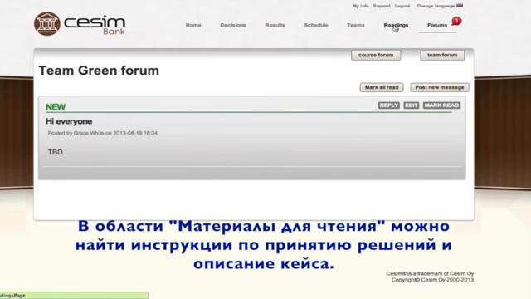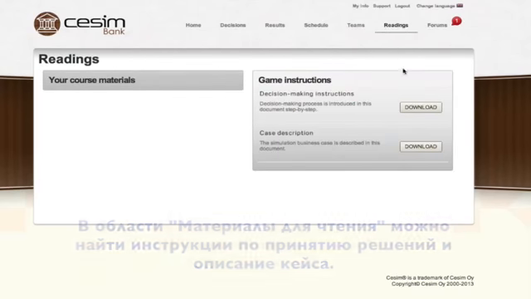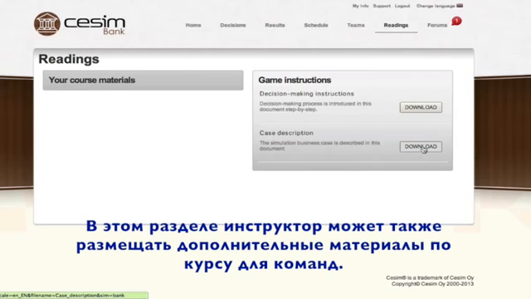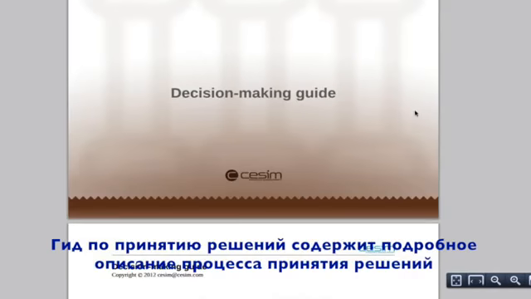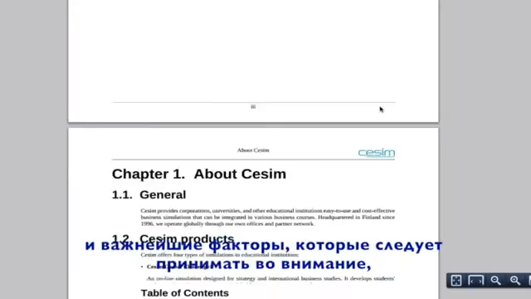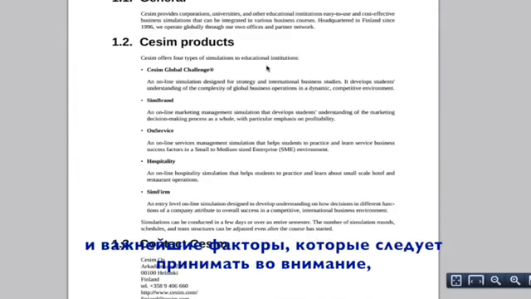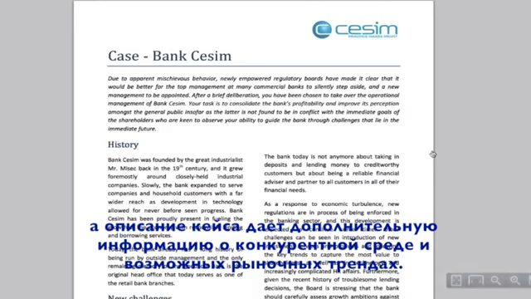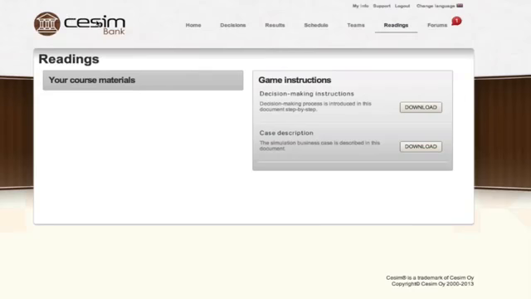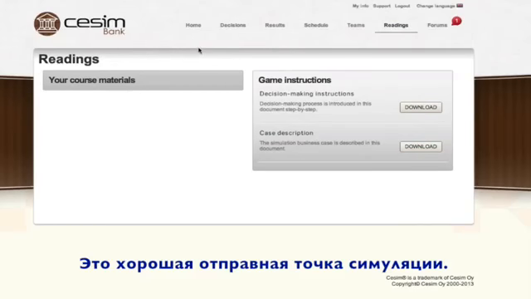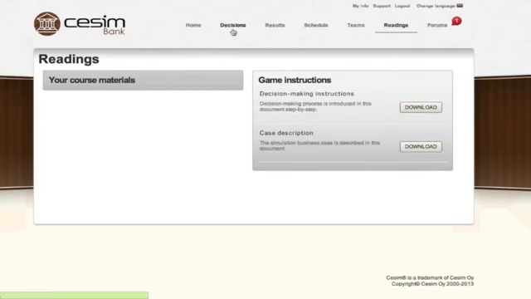Readings contain decision-making instructions and a case description. The instructor can also make course materials available through this section. The decision-making instructions cover all the available decisions in the simulation, and some of the key issues to be considered, while the case description gives some additional information on the current competitive situation and potential market trends. This is a good starting point for the simulation.